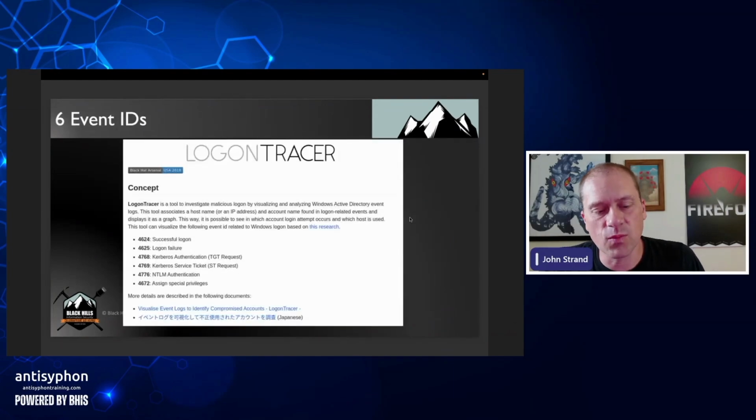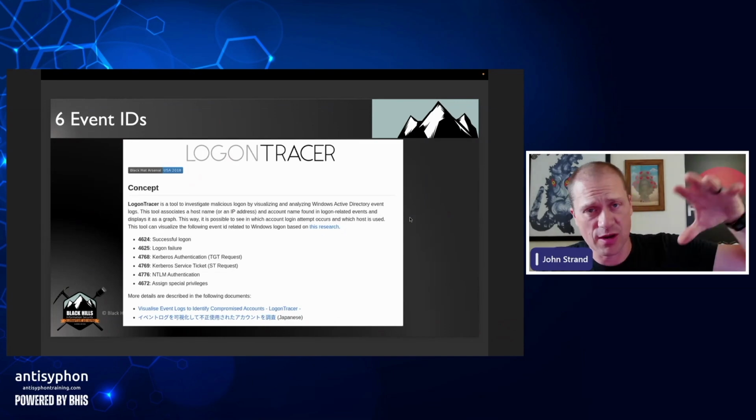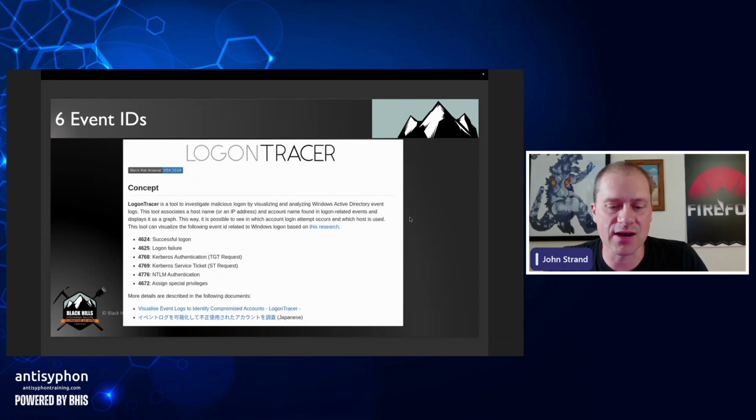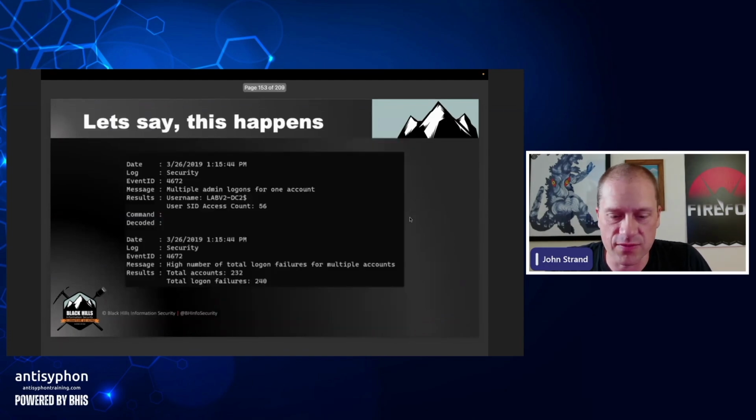All right, so when you're looking at event IDs, the cool tool that I've been screenshotting throughout this entire class is a tool called Logon Tracer. And Logon Tracer, with all the pretty graphs, is 6 event IDs. That's it. Successful login, logon failure, Kerberos authentication, service ticket grant, NTLM authentication, and assign special privileges. And it does all of that awesome thing.